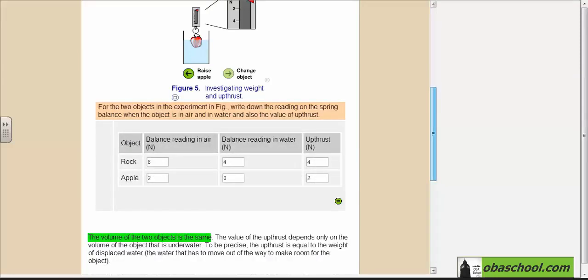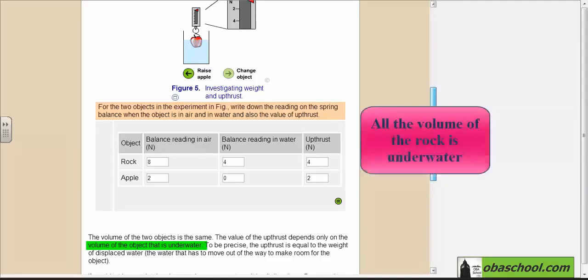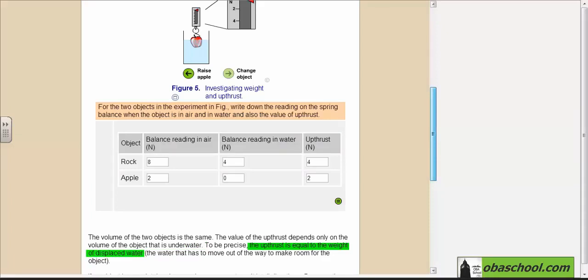The volume of the two objects is the same. The value of the upthrust depends only on the volume of the object that is underwater. To be precise, the upthrust is equal to the weight of displaced water. So the water has to move out of the way to make room for the object.